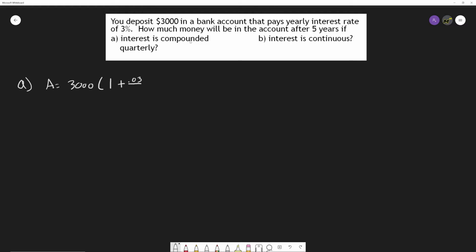Divided by, let's see, compounded quarterly. Well, quarterly would be 4 quarters in a year. And then this exponent changes, it's not just 5, it's going to be our compound number times our time. So that would be 4 times 5 in our power right here for our exponent. And yes, you could write 20 right away if you want to. Let's go ahead and calculate this.